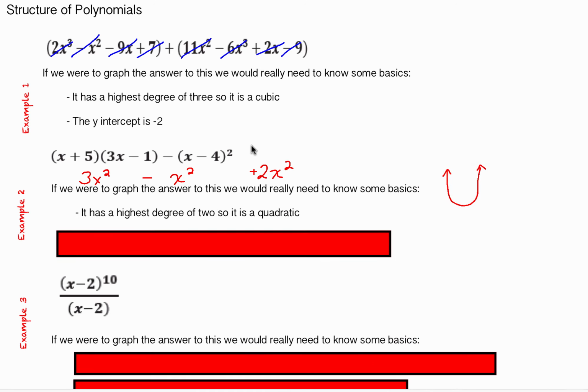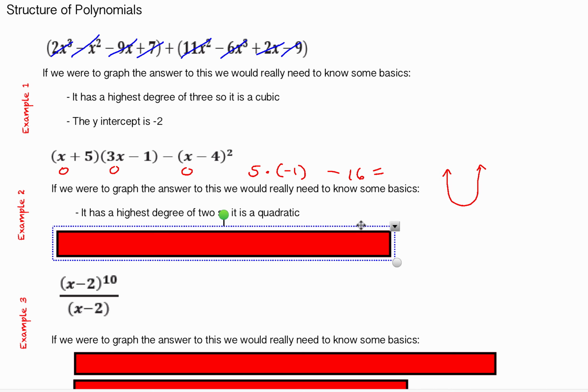And likewise, the y-intercept. What's the y-intercept going to be? Oh, the y-intercept is when we put 0 in for x. And look, if we put 0 in here, well, 0 plus 5 is 5 times 0 minus 1 is -1. And then we want a minus. 0 minus 4 is -4. -4 squared is 16. So this ends up being -5 minus 16. So we know that our y-intercept is -21.